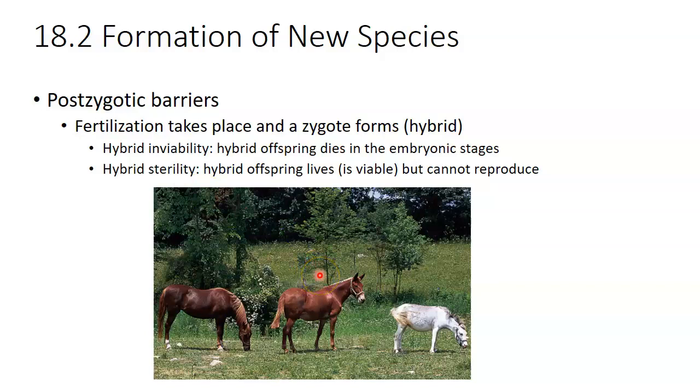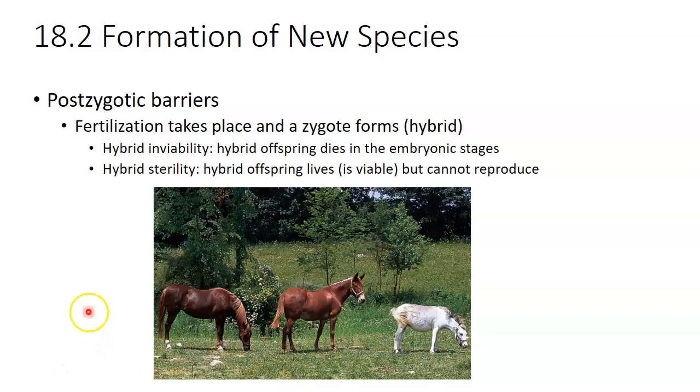And here's an example. Let me try to get this right. Here's the horse, and here's the donkey. I always say this wrong. They mate to produce a mule. And the mule is going to live, but it's going to be sterile. So it's not going to be able to reproduce itself. And so the lineage ends here.